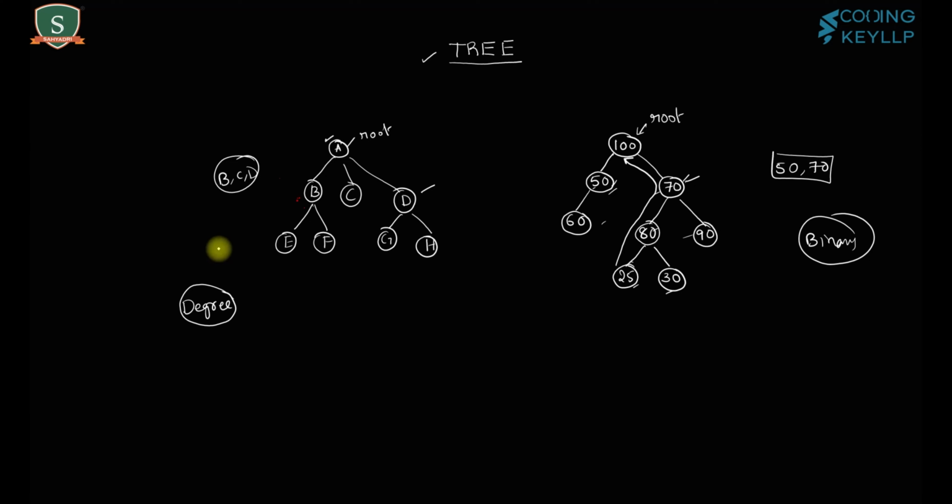Degree. The number of subtrees of a node is called its degree. For example, 100 has a degree of 2 because it has 2 children. A has a degree of 3 because A has 3 children, B, C and D.